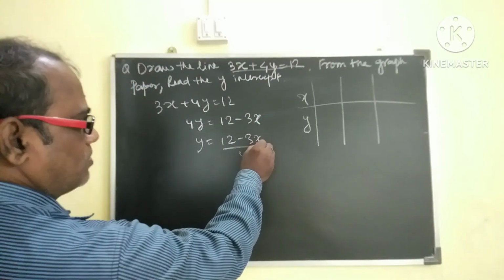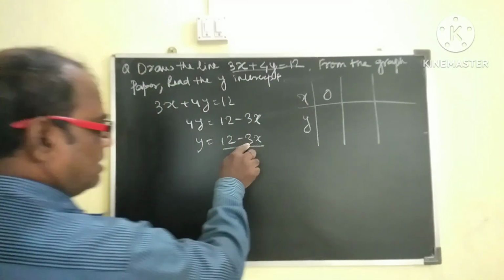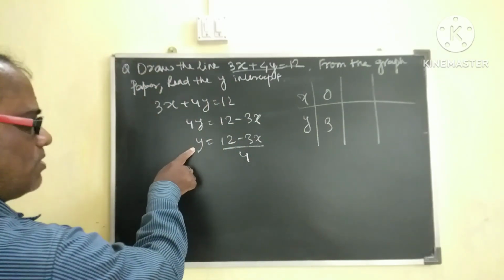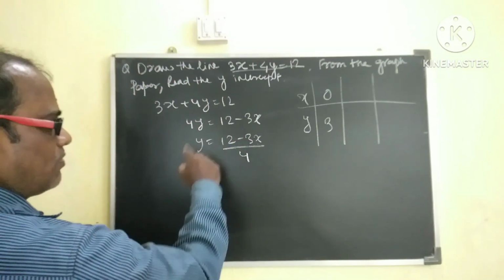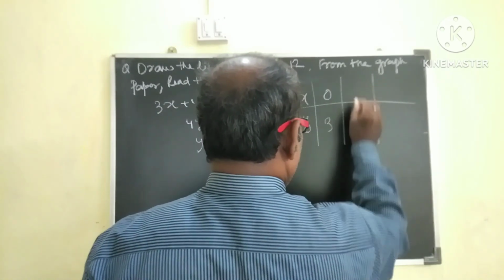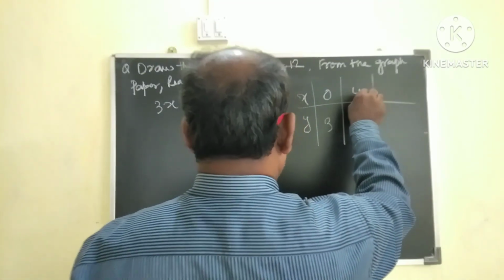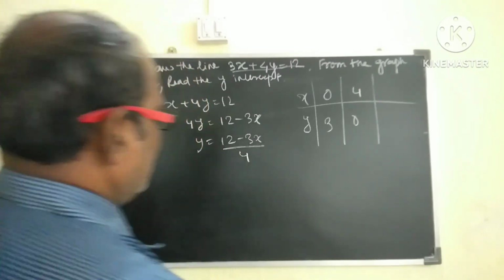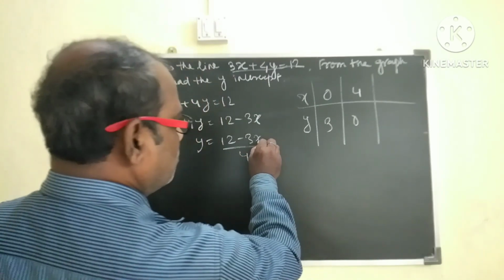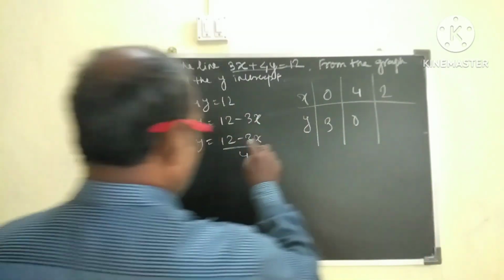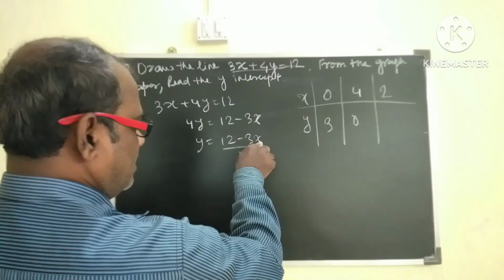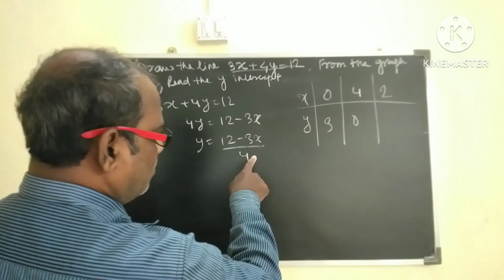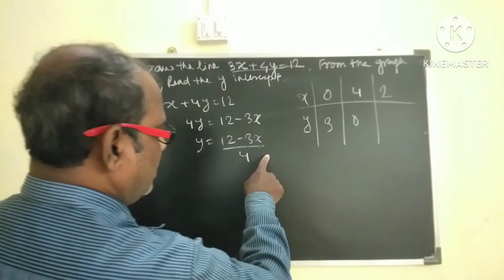Let us take x equals 0, then y equals 3. y equals 0, then x equals 4. x equals 2, 12 minus 6, 12 minus 6 is 6, 6 by 4, that means 1.5.